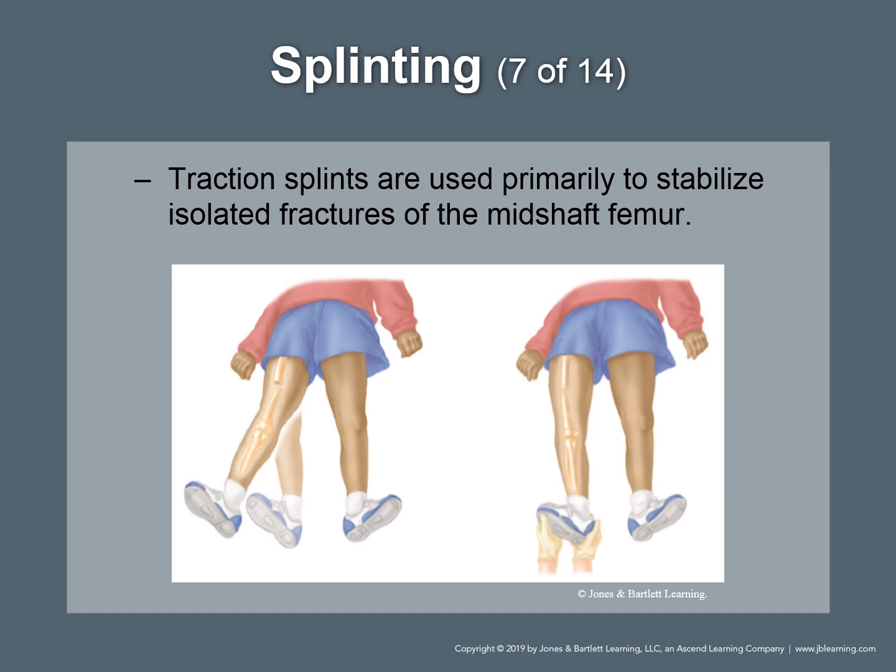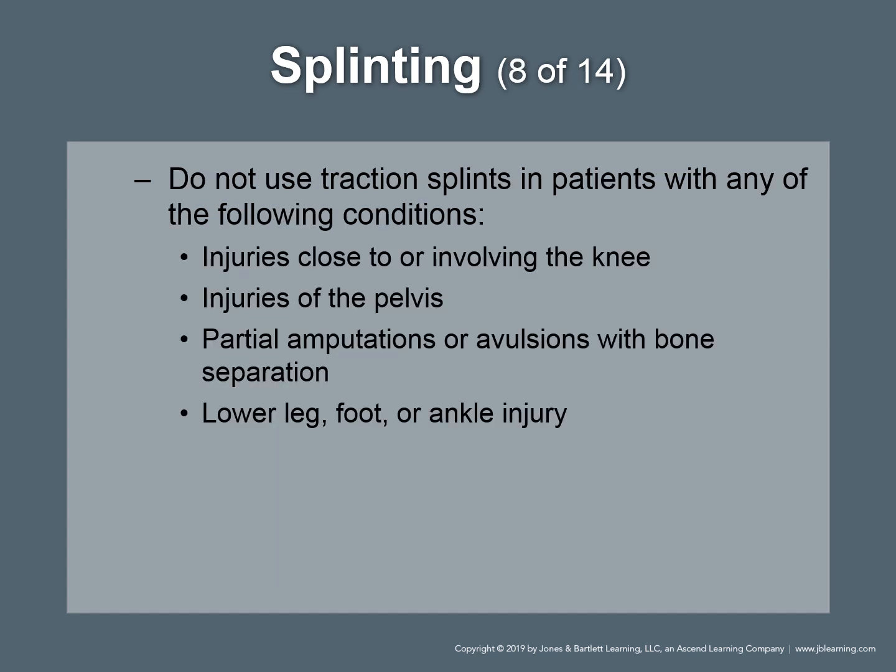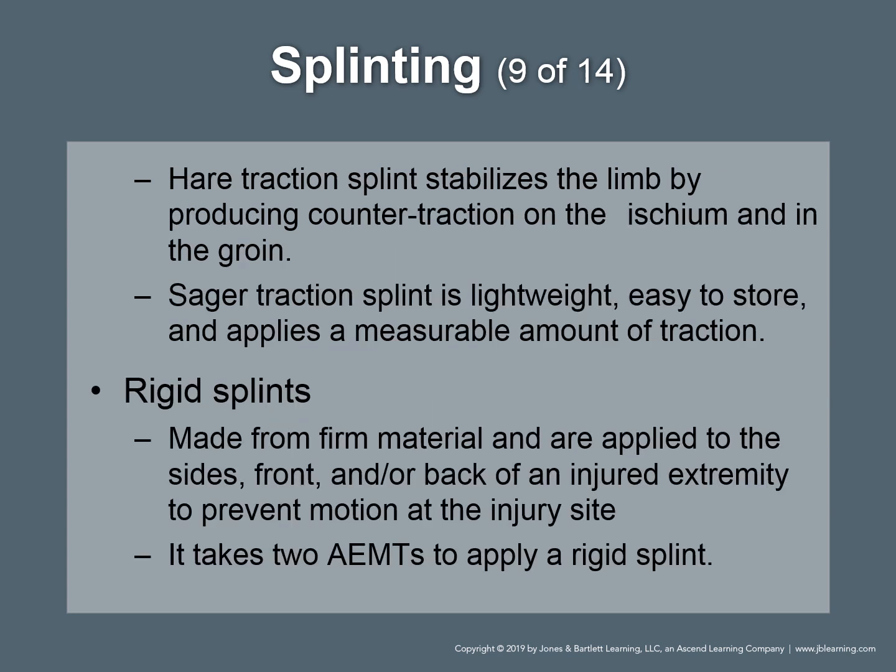What traction splints do is you pull manual traction on the bottom of the foot, straighten that leg out, and then put your traction splint on. Do not use traction splints if they have injuries close to or involving the knee, pelvic injuries, any partial amputation, avulsion, any bone separation below or above that injury. Any kind of injury other than a mid-shaft femur fracture to that extremity is pretty much going to exclude the use of a traction splint.